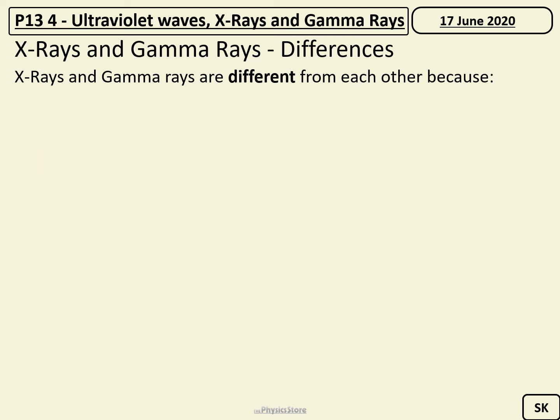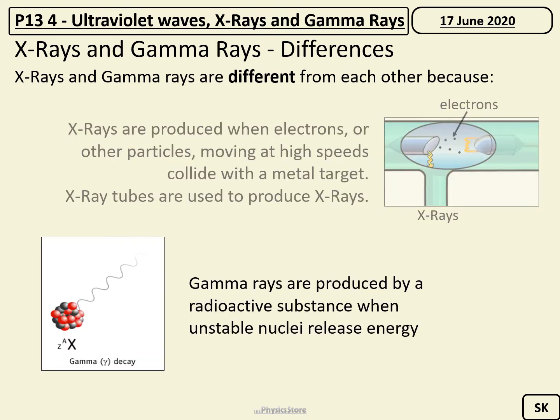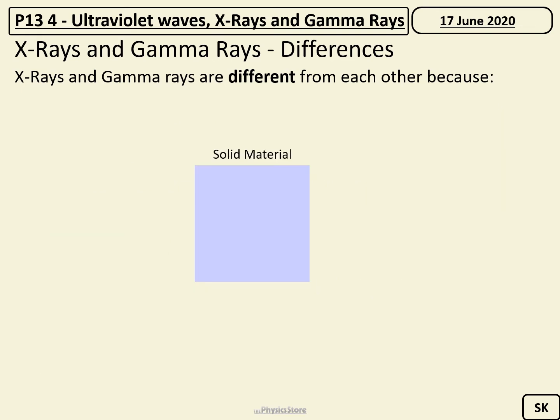X-rays and gamma rays are different from each other because X-rays are produced when electrons or other particles moving at high speeds collide with a metal target. X-ray tubes are used to produce X-rays, as shown in the diagram on the right hand side. Gamma rays are produced by a radioactive substance when unstable nuclei release energy.